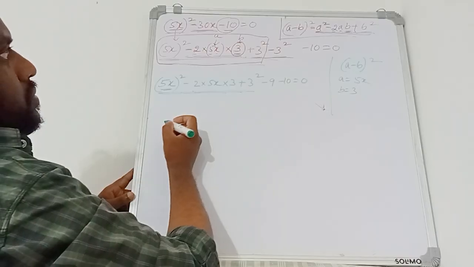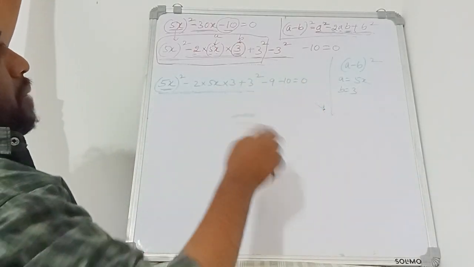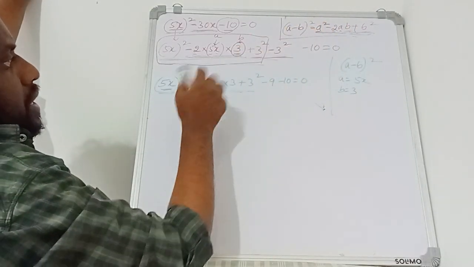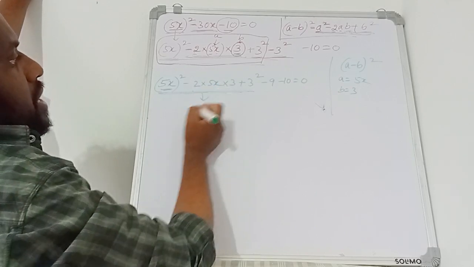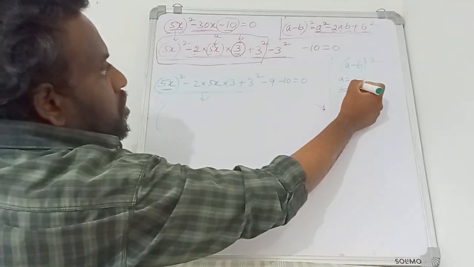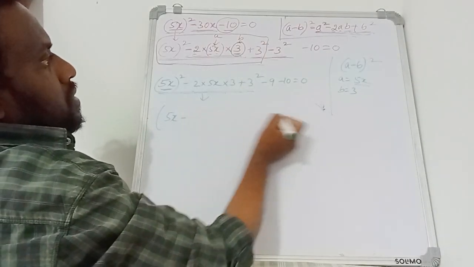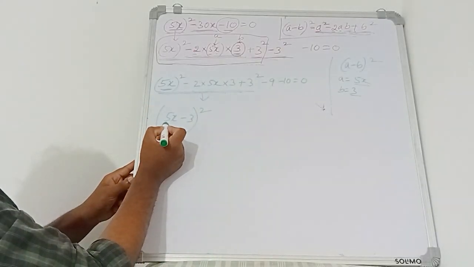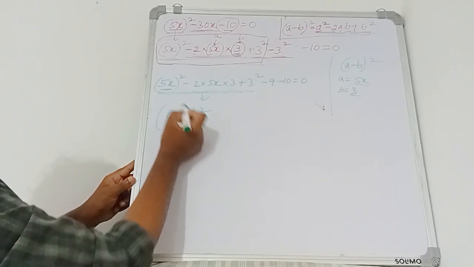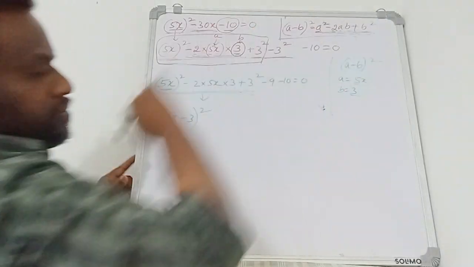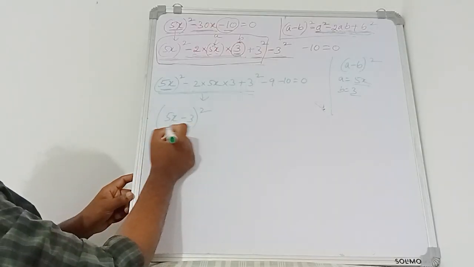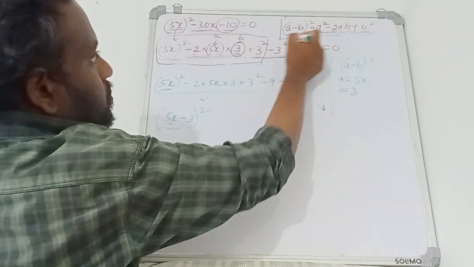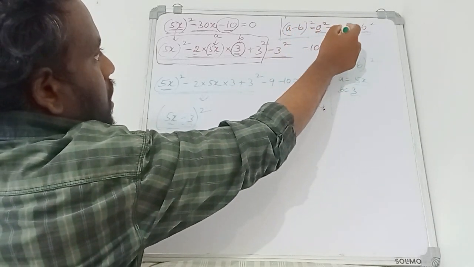Okay. I hope you got it. I will once again repeat. This is in the form of a minus b whole square. While writing, a is 5x, minus b is 3, whole square. See, a minus b whole square is equal to this according to this formula. I hope you got why I have written this. This entire thing is equal to a minus b whole square because of this formula.